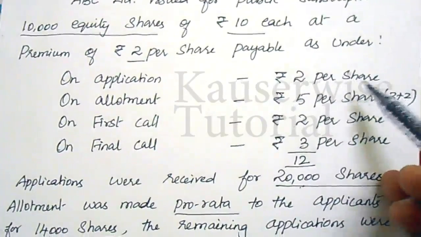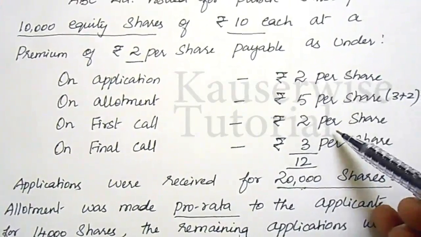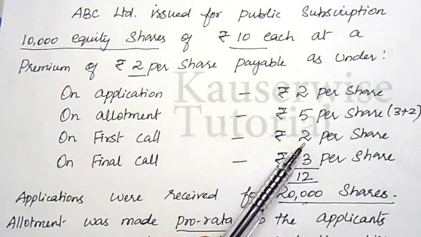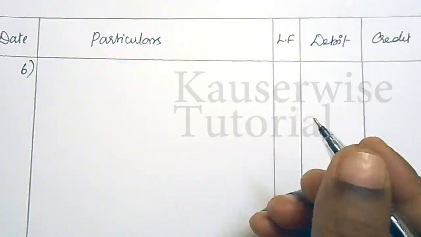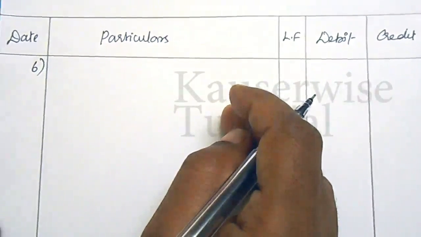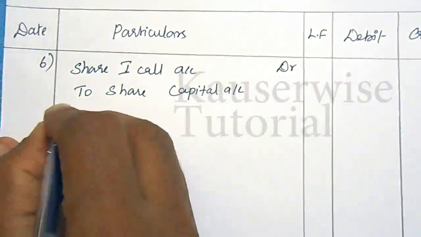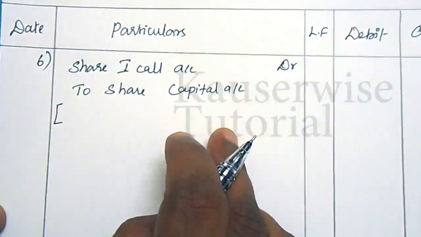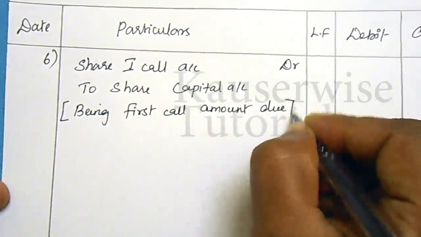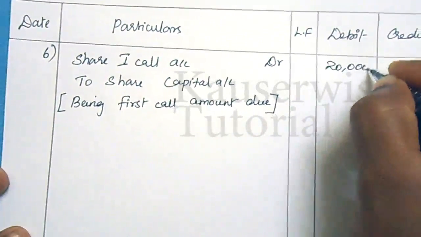So far we have made entries for application and allotment. Now we have to make the first call money due. On first call, rupees 2 per share. So 10,000 into 2 rupees is the due money on first call. The entry for the transaction is share first call account debit to share capital. That is the due entry. Write the narration: being first call amount due. So how much? 10,000 into 2 rupees, 20,000.